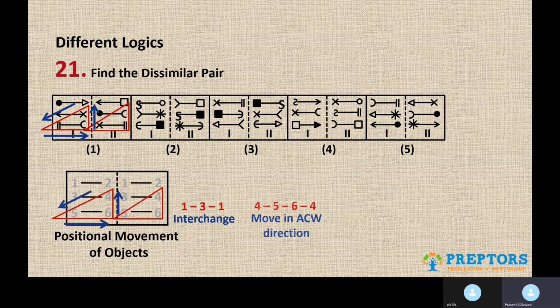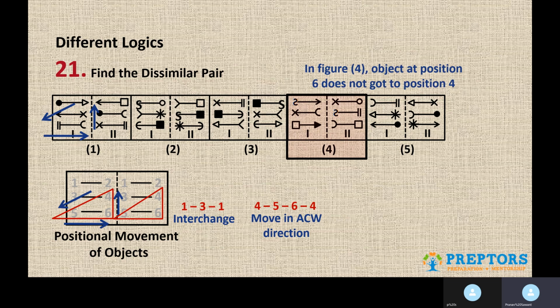Let's check it for all. This second one is also following. Third one is also following. Fourth one is not following. Fourth one is not following the pattern. Fifth one is following the pattern. Hence, option 4 is the answer. In figure 4, object at position 6 does not go to position 4. It remains same. Hence, option 4 is the answer.